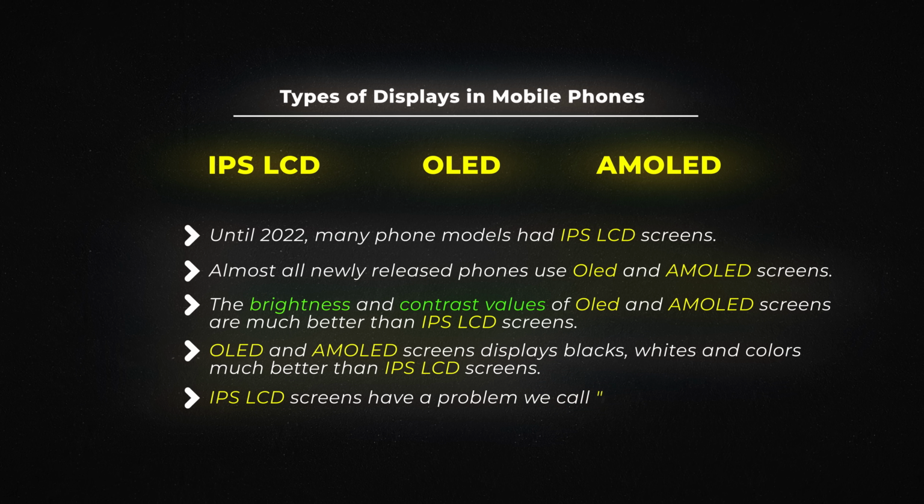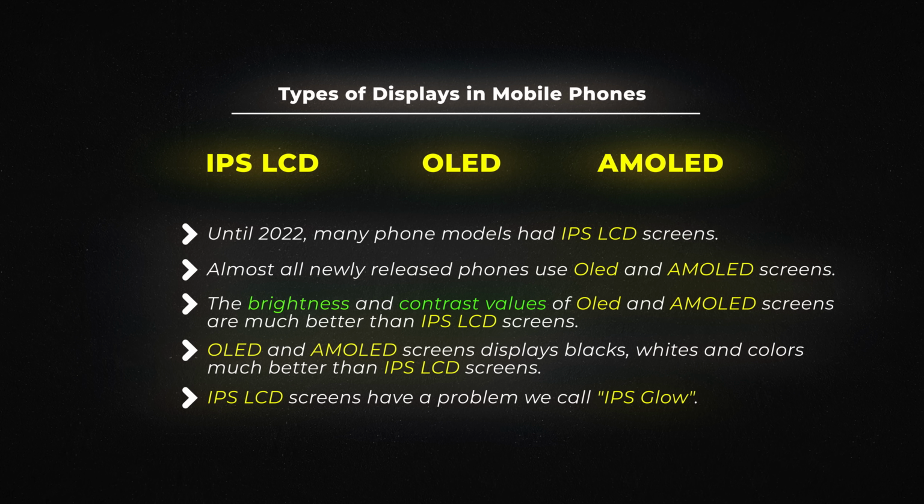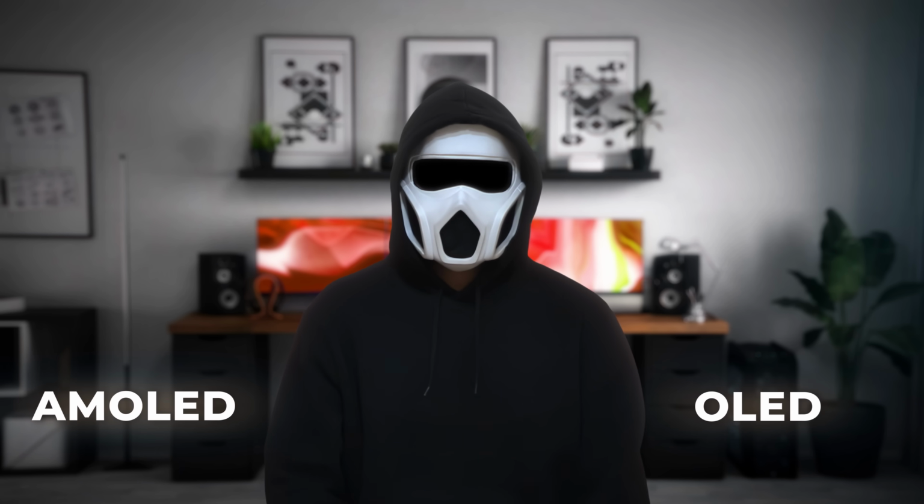Also, IPS LCD screens have a problem we call IPS glow because of their structure. Because of the IPS glow, you may see bright, colorful lights in the corners of the phone. Areas on the screen that should be black are more of a white, light blue color. This is very uncomfortable when using the phone, especially in the dark. Therefore, if you want a good display, you should buy a phone with OLED and AMOLED screens.